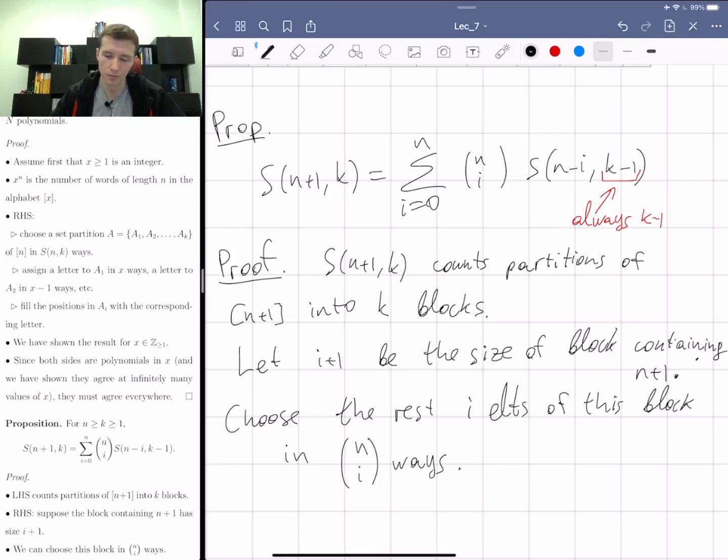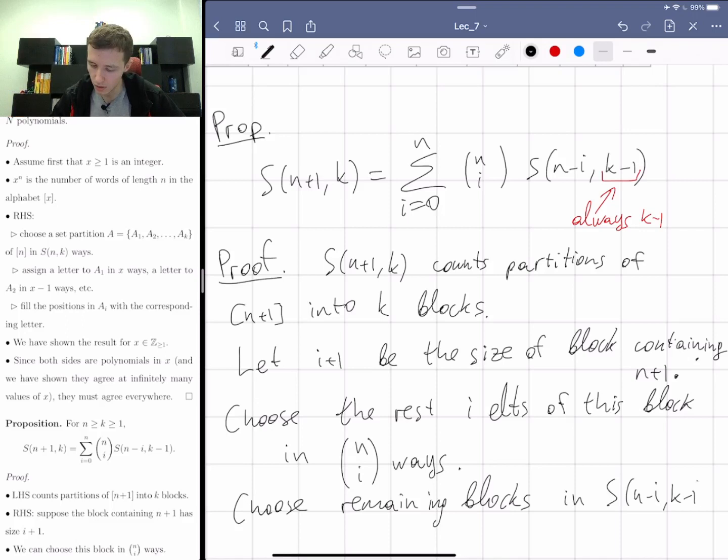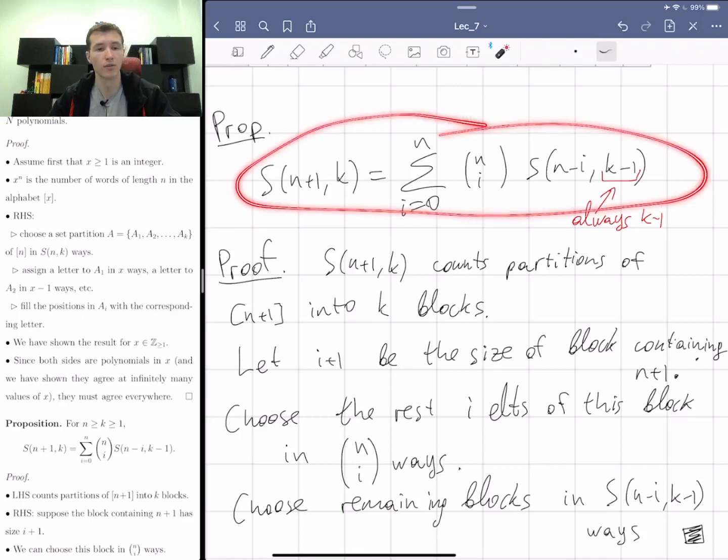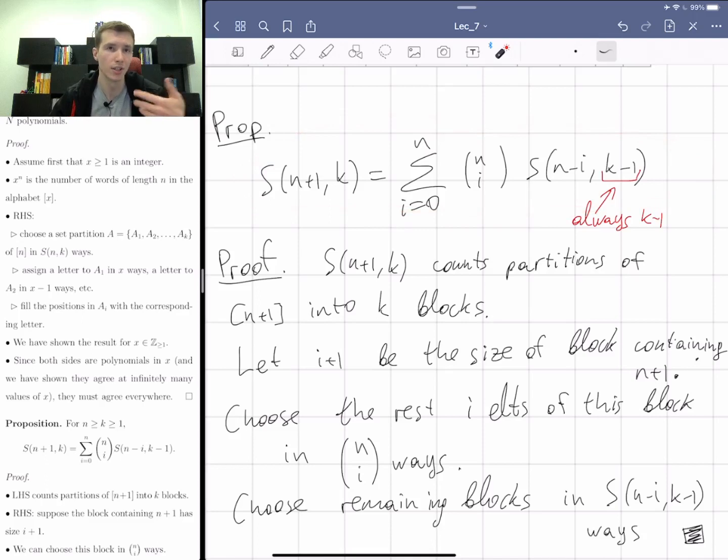And that's basically it. We have chosen one block, but then we also have to choose the remaining k-1 blocks. For the remaining blocks we have n-i elements, in S(n-i, k-1), so in this many ways. And that's where you get this formula from.